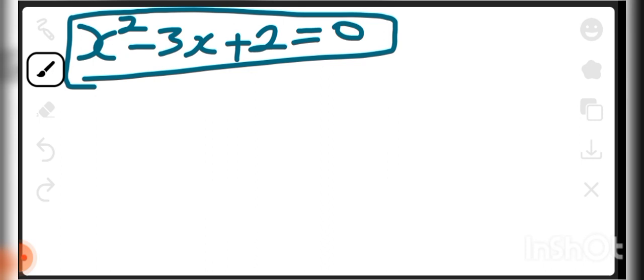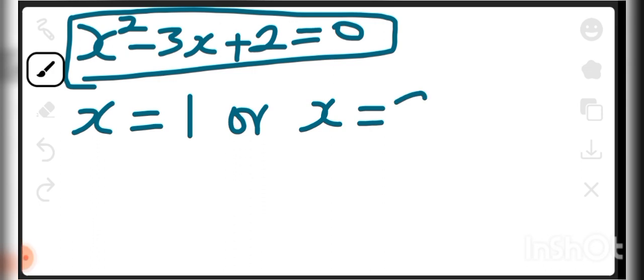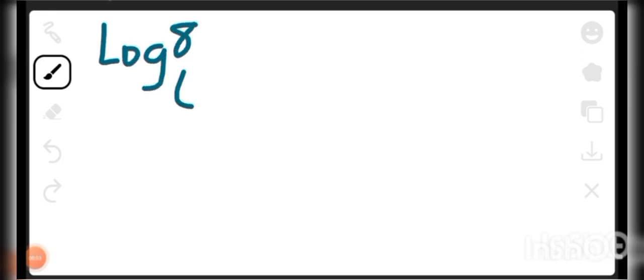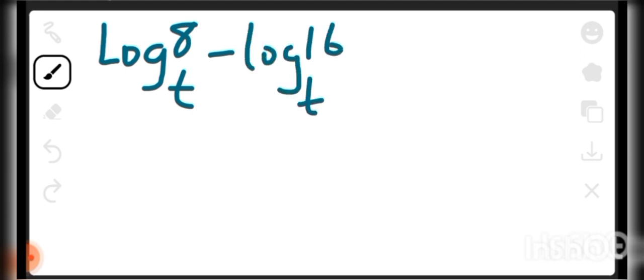So the answers are going to be: S is either going to be equal to 1 or S will be equal to 2. So try and solve this to get S equal to 1 or 2, it is very, very important. Now let's try this question, which is: if log 8 to base t minus log 16 to base t square is equal to 1, what will be the value of t?